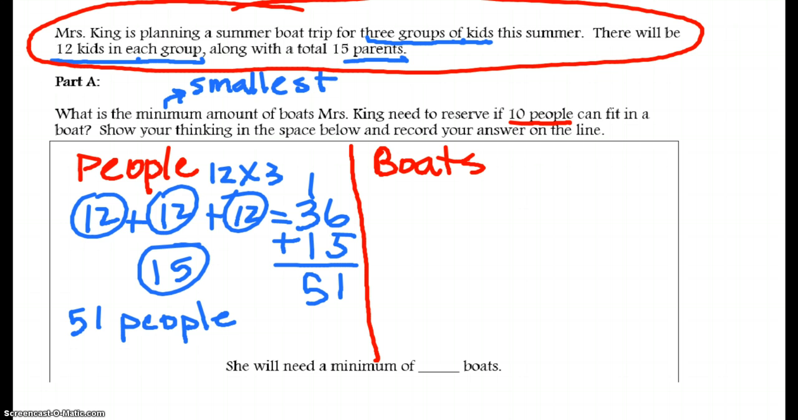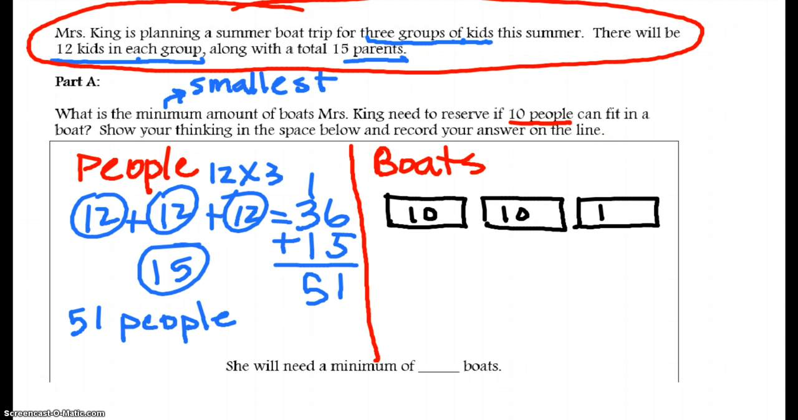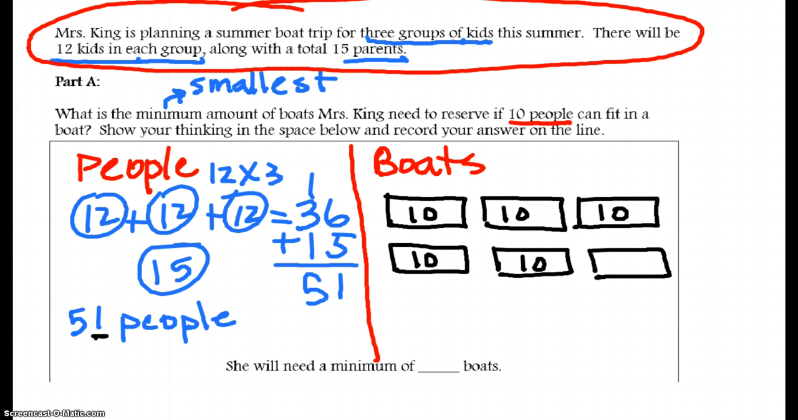And I can fit 10 people per boat. So over here I'm going to use a picture to help me. If I have 10 people on this boat, another boat would be 20 people. Another boat would be 30 people, 40 people, 50 people, but I have 51 people. And I know that I can't just throw 11 on a boat. It said 10 people can fit. So I'm going to have to get one more boat because I have that extra person.